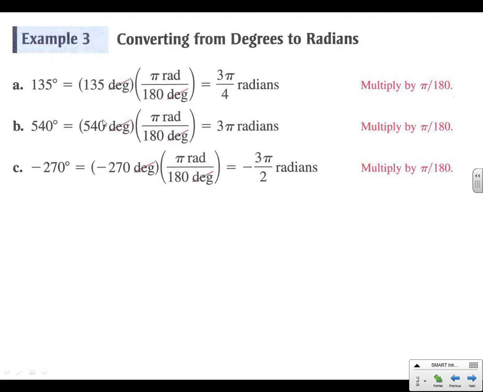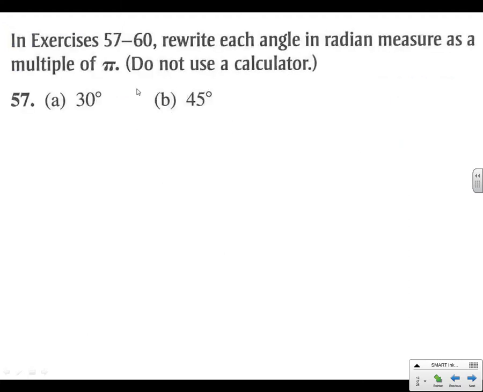All right. If we wanted to go the other way from 3 pi over 4 to degrees, we would still multiply by this, but flipped over. So radians was on the bottom, so we would cancel. I think you can do it. See if you can turn 30 and 45 into radian measures.